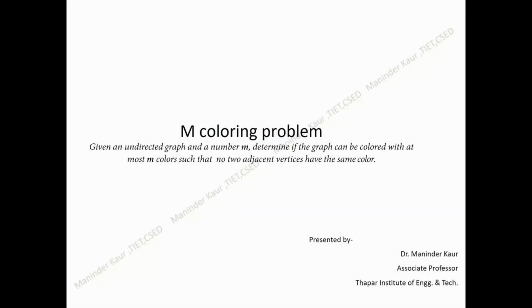The topic is the M coloring problem. Now what is the M coloring problem? It says: given a graph and a number of colors, say m, is it possible to color the given graph with those m colors such that no two adjacent vertices have the same color? This is also called the M colorability problem.